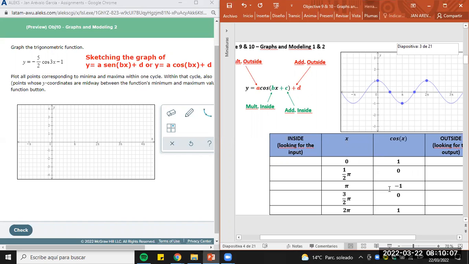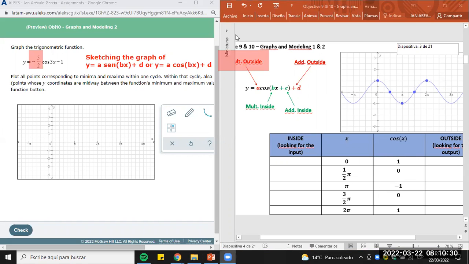So that is exactly what we have been doing, and we are also asked to calculate the midpoints. That means the points whose y coordinates are midway between the function's minimum and maximum, and that occurs at 1/2 pi and 3/2 pi. So let's do what we always do. First is identifying what we have.